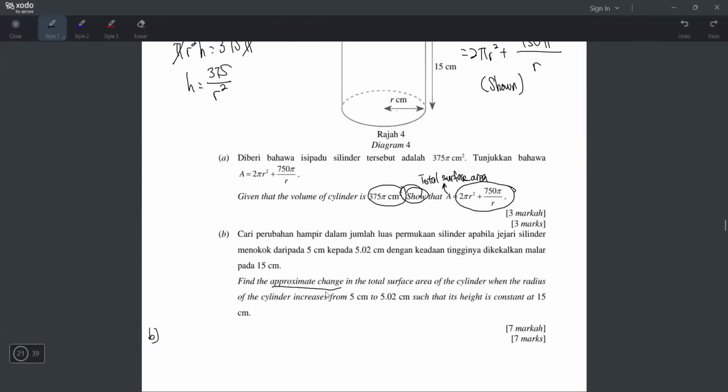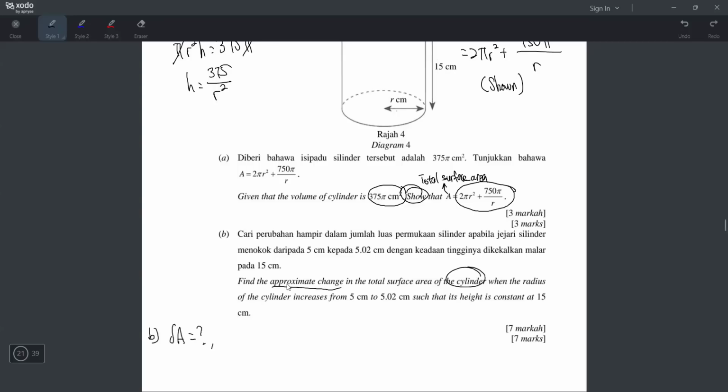Okay, I know already. This one is under small change. Perubahan kecil. Differentiation. Okay. Because when you see the word approximate, it means small change. Perubahan kecil punya soalan. And the perubahan kecil kita akan guna simbol delta. Okay, delta. So what they want now, approximate change in total surface area of cylinder. It means they want to find delta A. Okay, yeah, the small change.